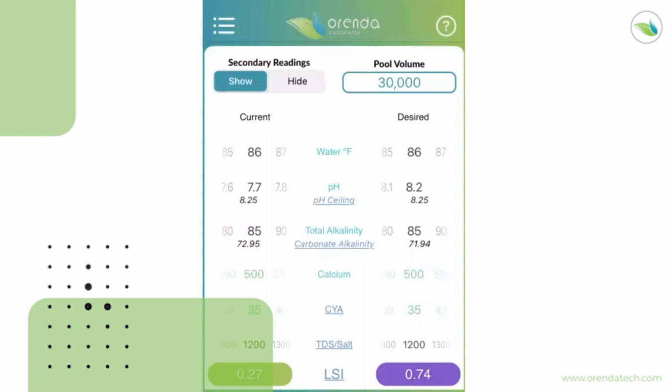Let's shoot for perfection at 100, because it's 80 to 120. Let's go right in the middle. If you don't know which way to go, just shoot for the middle.